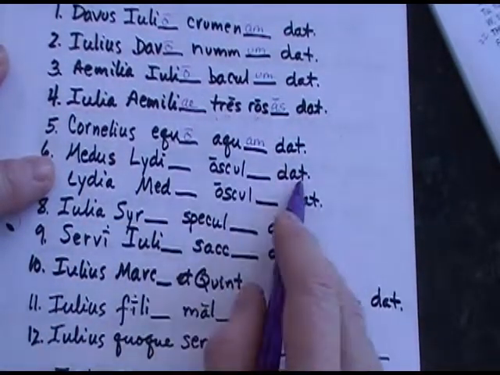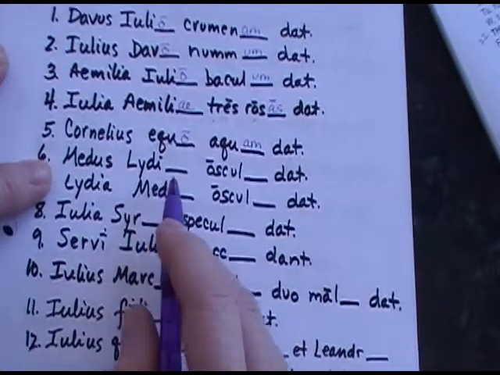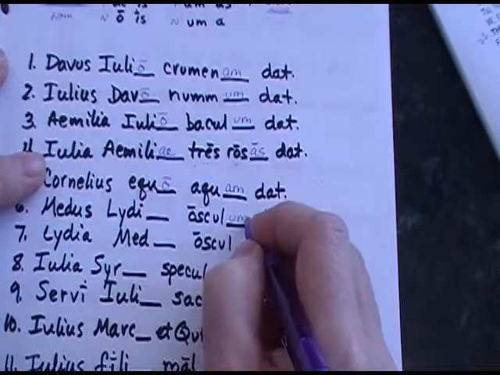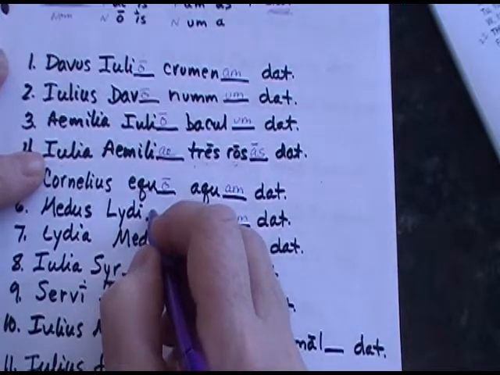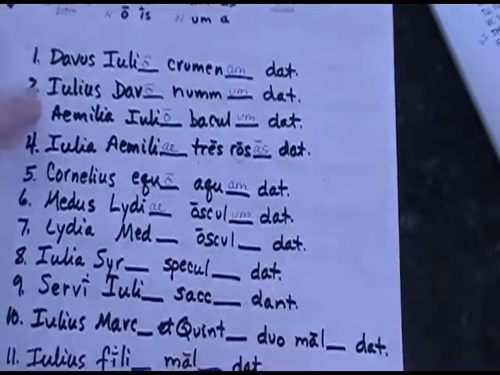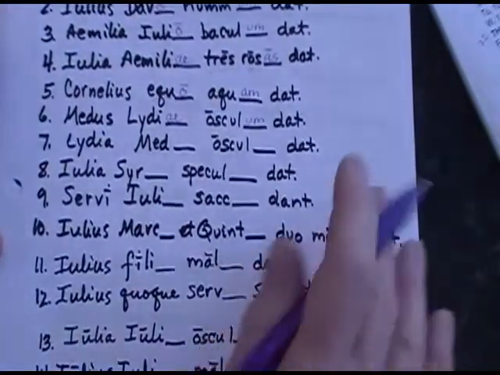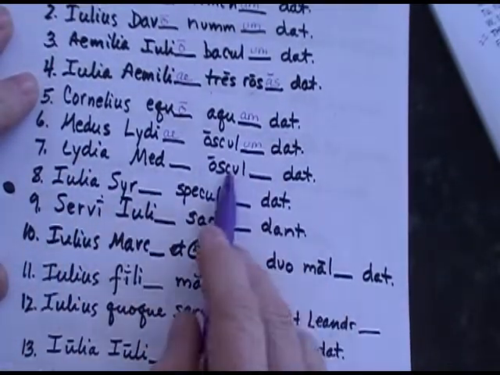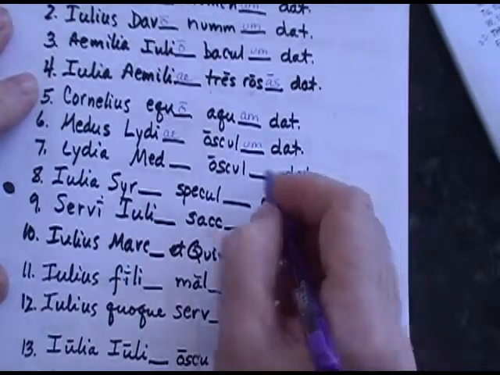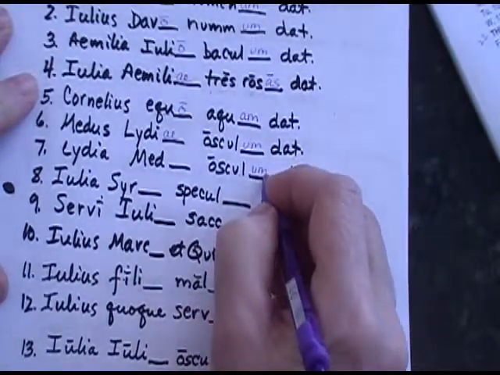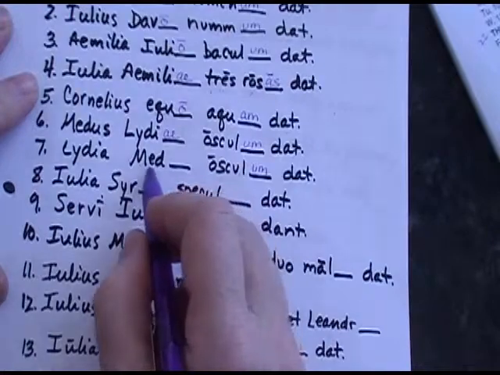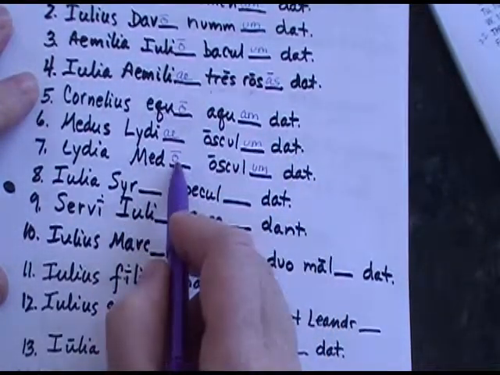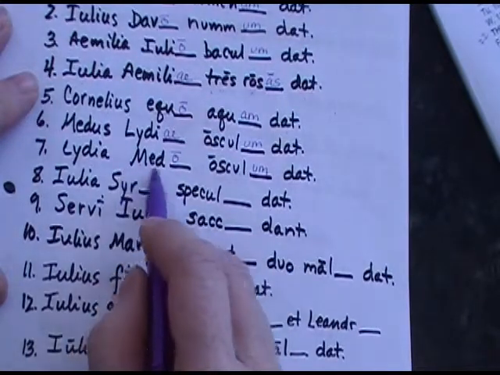Number 6, Medus is giving a kiss to Lydia. Osculum, Lydiae. Okay, number 7. Lydia returns the favor and gives a kiss to Medus. So we still give an osculum, but because it's Medus and it's masculine, we have to change this ending. This has to be an O with a macron. Medō.